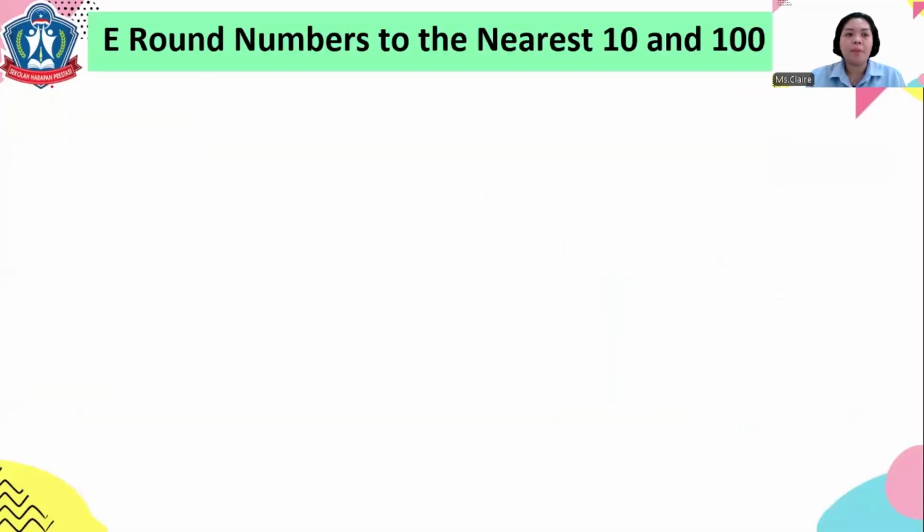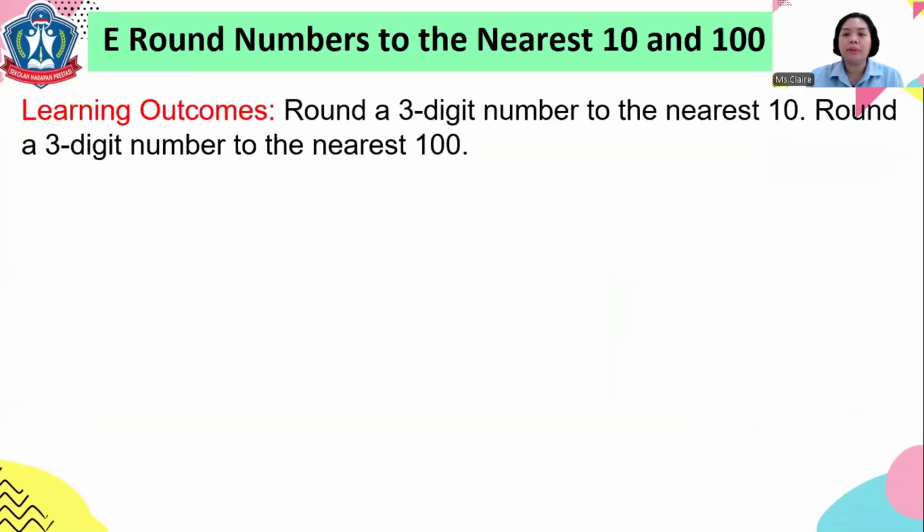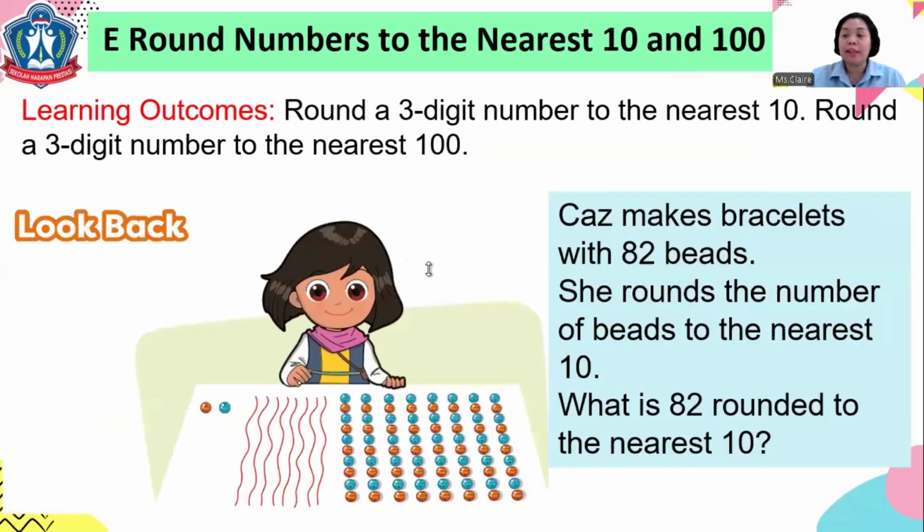Okay, another one. Let's go to lesson 5, the last lesson for chapter 2, rounding numbers to the nearest 10 and 100. The learning outcome is to round a 3-digit number to the nearest 10 and to the nearest 100. This girl is Kaz. Kaz makes bracelets with 82 beads. She rounds the number of beads to the nearest 10.